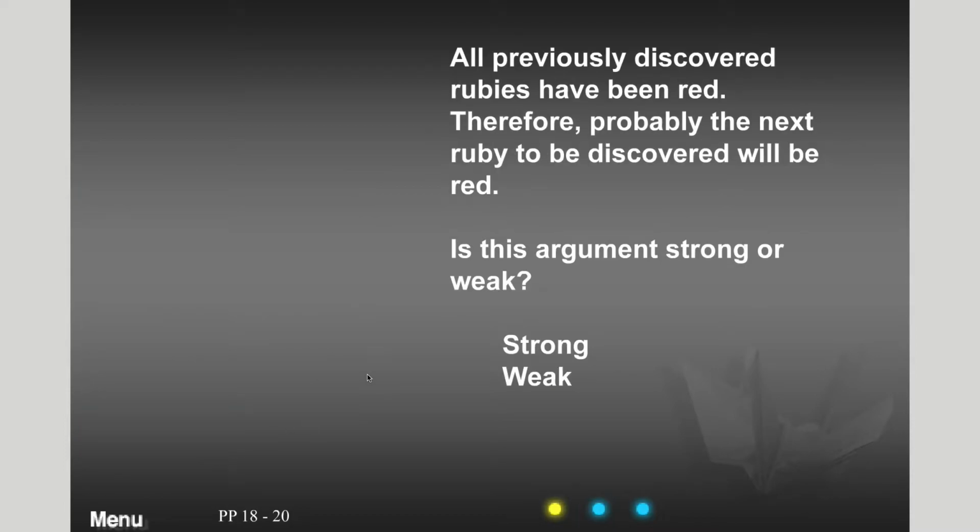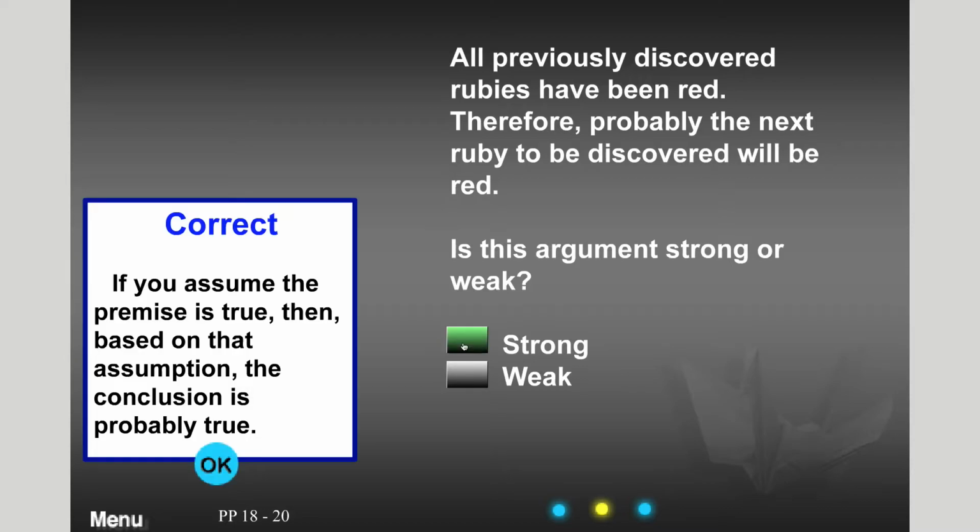All previously discovered rubies have been red. Therefore, probably the next ruby to be discovered will be red. We've seen this before. Again, it's probably, so it's an inductive argument. All previous ones have been red. Therefore, it is likely the case that if we find a ruby lying around, if we're so lucky, the next ruby to be discovered will be red. It's probably the case. So is this argument strong or weak? It is strong, right?